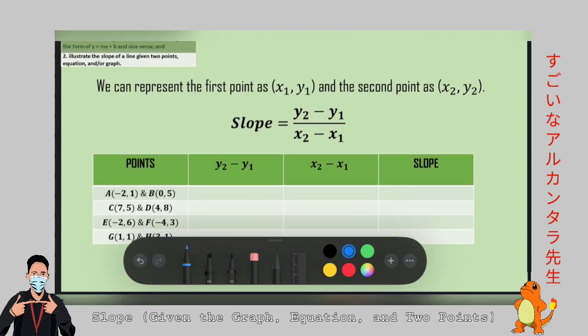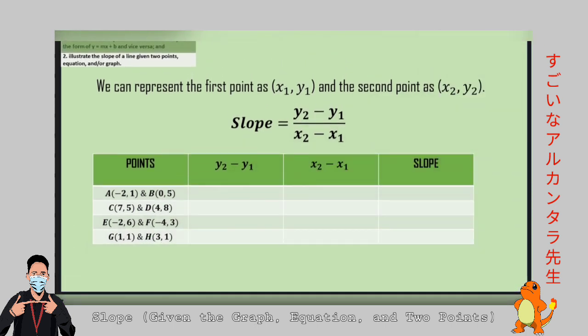So to make this easier for all of us, I'm going to label letters A, C, and G as our first points. So these will be our x sub 1, y sub 1, and then I'll use B, D, F, and H, these 4 points, as our second points, x sub 2, y sub 2. So let's start with our first example. Again, this doesn't have to be complicated. Our y sub 2 is 5. That's our second y. And our first y is 1. So that will give us 5 minus 1. And the answer there is equal to 4.